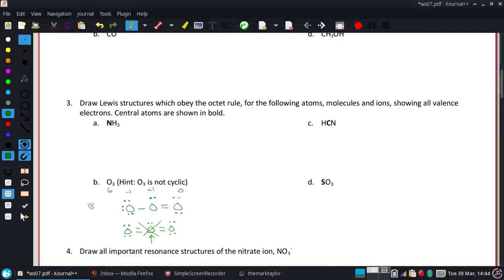So it does this, but technically what happens is this resonates back and forth with itself, and the 2 outer oxygens part of the time have double bonds and part of the time have single bonds. And that makes this whole thing slightly more stable.